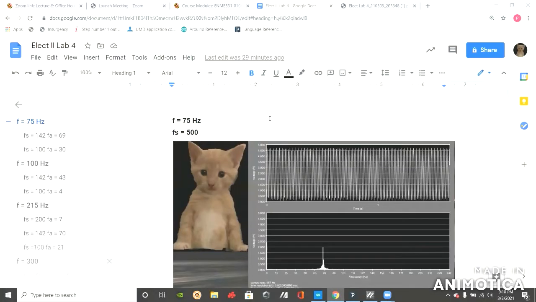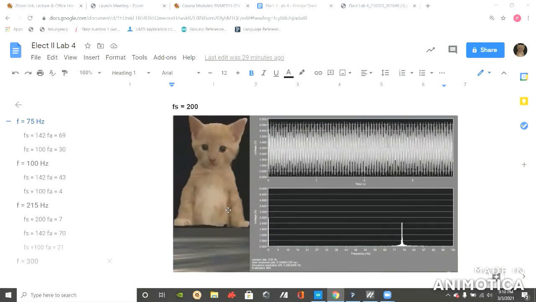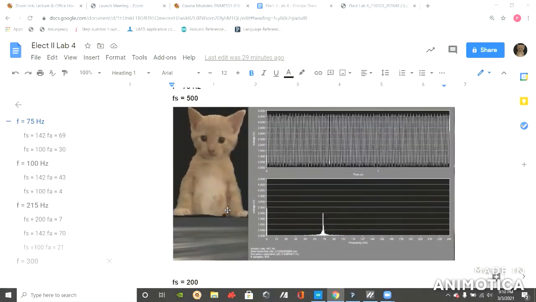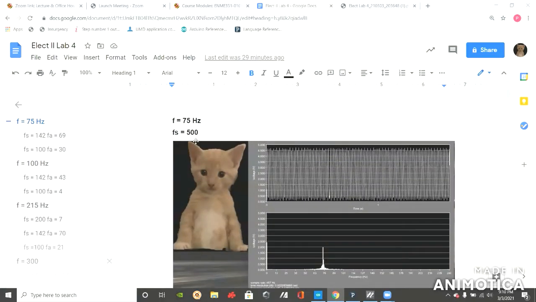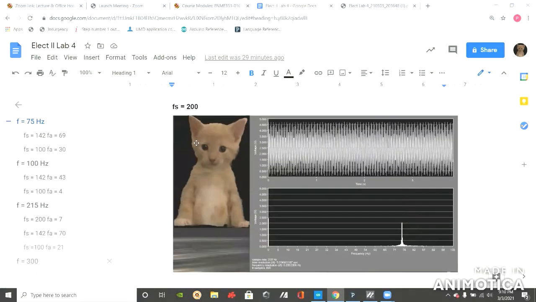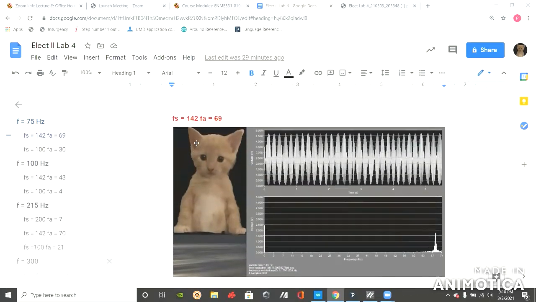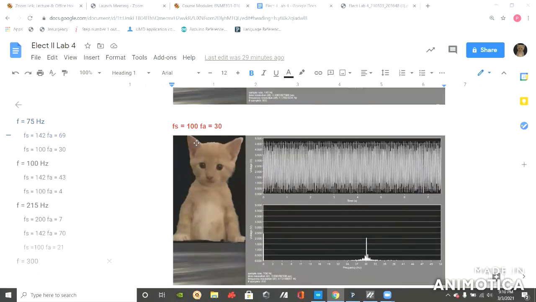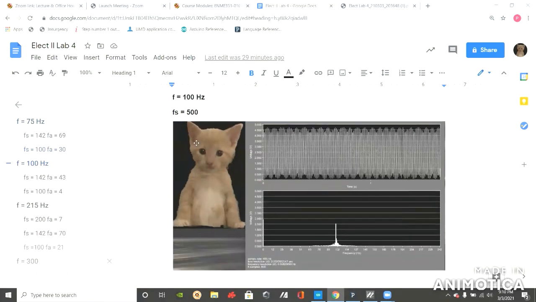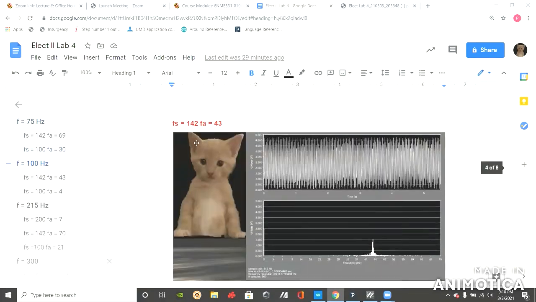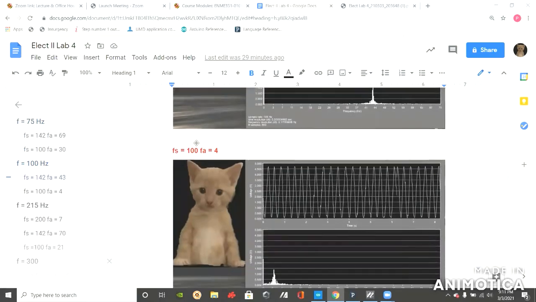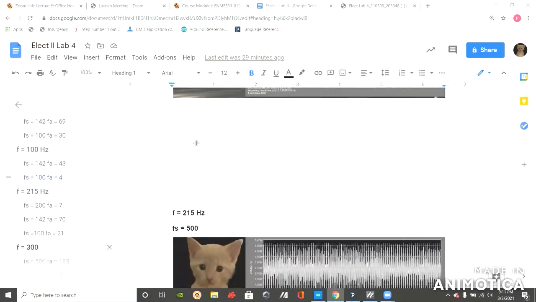These are the screenshots of the VSA for each frequency. The sampling frequencies marked in red are the ones that will alias. So starting at a frequency of 75 Hertz, the sampling frequencies that will alias are 142 Hertz and 100 Hertz. For 100 Hertz, the sampling frequencies that will alias are 142 Hertz and 100 Hertz.